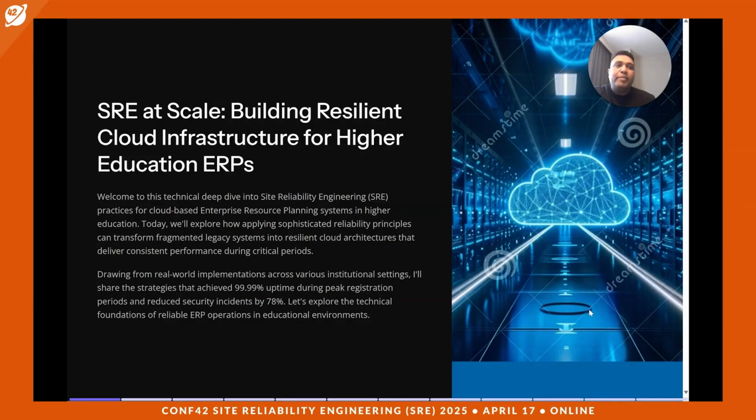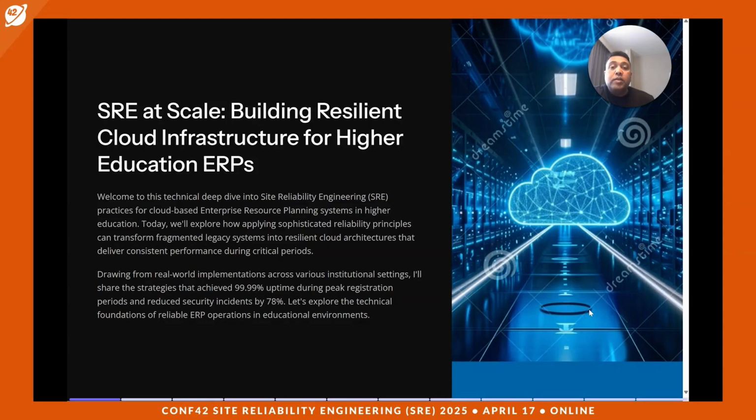Today, the topic that I'll be talking about is SRE at scale, building resilient cloud infrastructure for higher education enterprise resource planning systems. Welcome to this technical deep dive into site reliability engineering, SRE, practices for cloud-based enterprise resource planning systems in higher education. Today, we'll explore how applying sophisticated reliability principles can transform fragmented legacy systems into resilient cloud architectures that deliver consistent performance during critical periods.